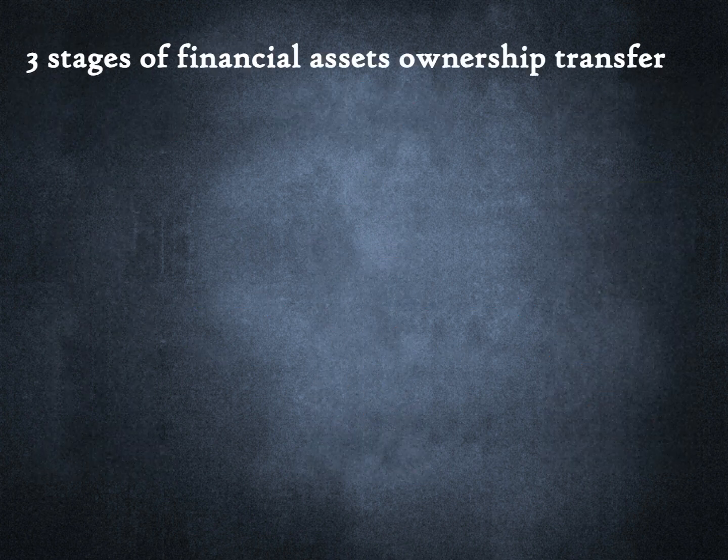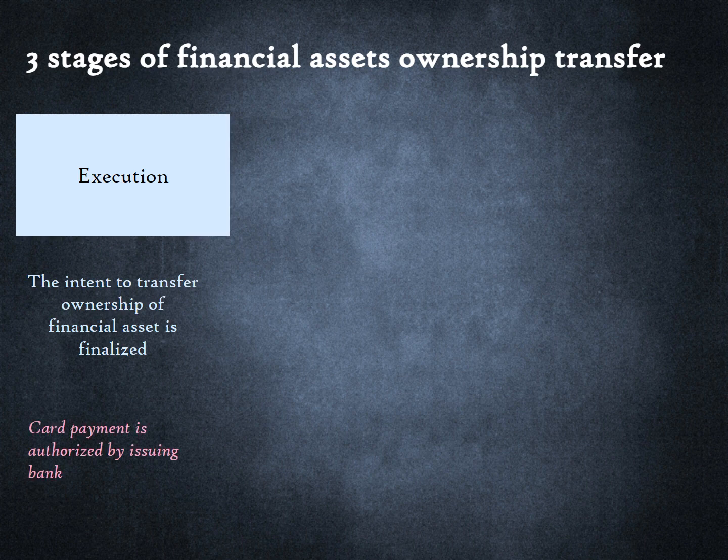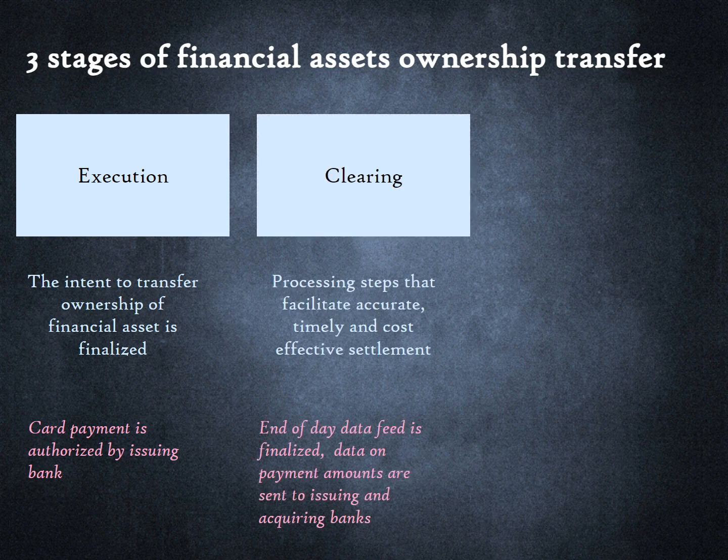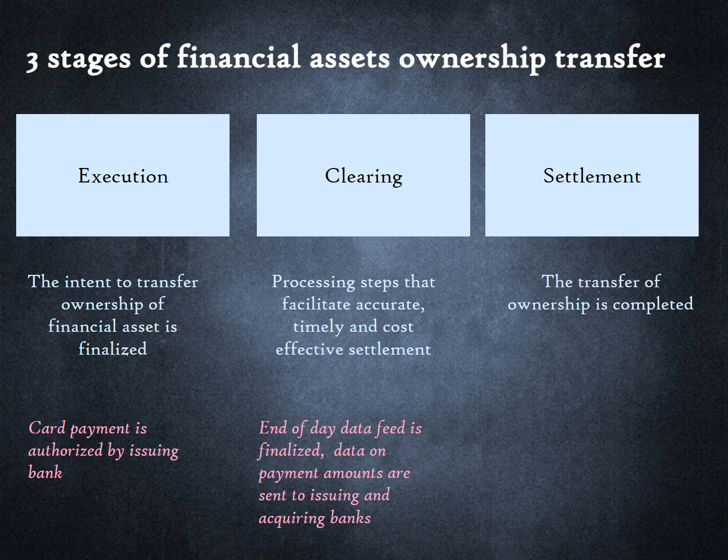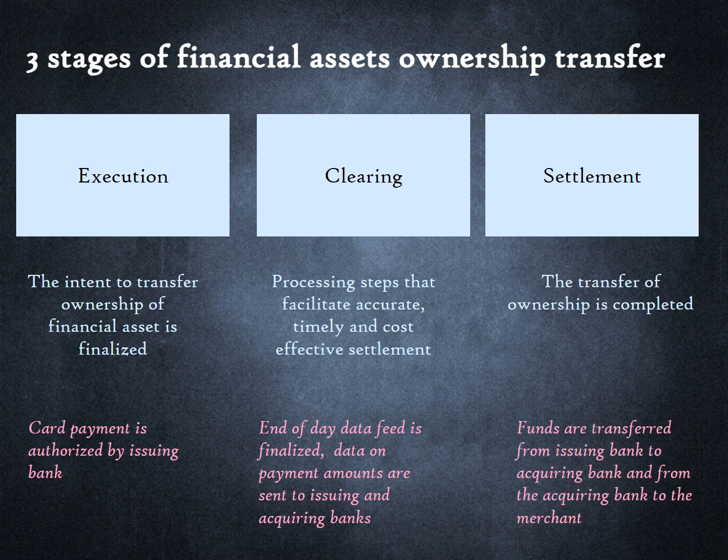How do the three stages of financial assets ownership transfer apply to cards? The point of execution is when payment is authorized by the issuing bank. Clearing refers to the end-of-day steps where the transaction history is finalized and data files are sent to participating banks. Finally, the transaction settles with transfer of funds from the issuing bank to the acquiring bank via wires and then finally to the merchant via ACH.